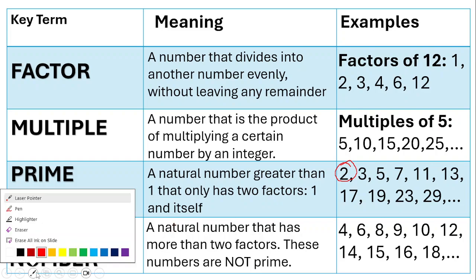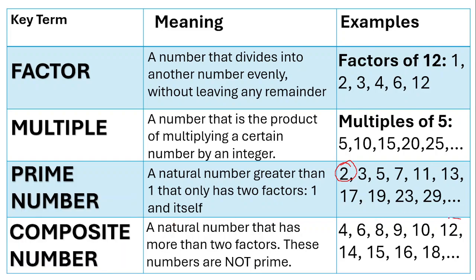Take, for example, 12. How many factors does 12 have? Well, 1, 2, 3, 4, 6, 12. 12 has 6 factors. So it's definitely not prime, because if it was prime, it would only have two factors, 1 and itself. So 12 is definitely a composite number. It has more than two factors. The same is true for all of these. These composite numbers have more than two factors, but prime numbers only have two factors, 1 and itself.